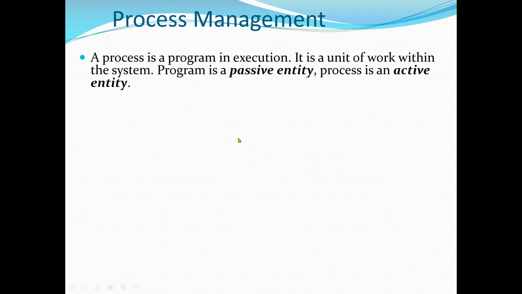The operating system also has process management features. A process is a program in execution, and it is a unit of work within the system. A program is a passive entity. A program is when the code is stored in a storage place. It's not running, so we say it's a passive entity. Then a process is a program that is being executed, so we say a process is an active entity.